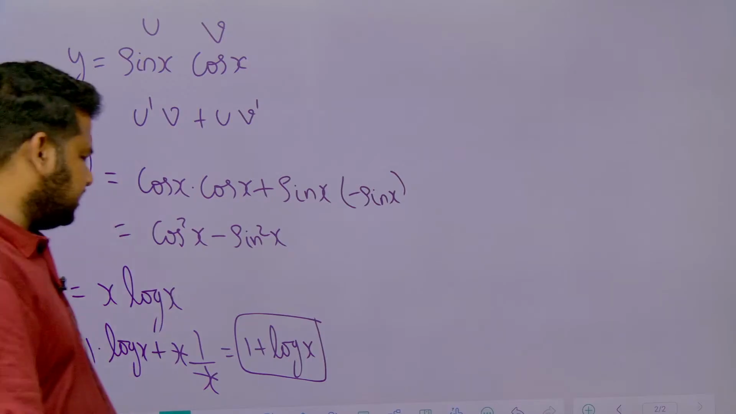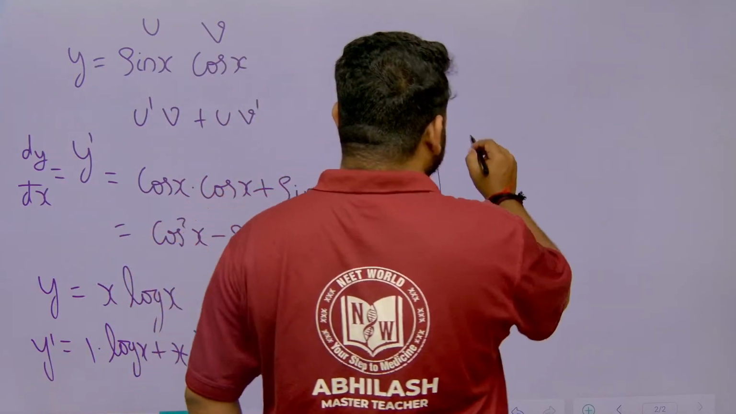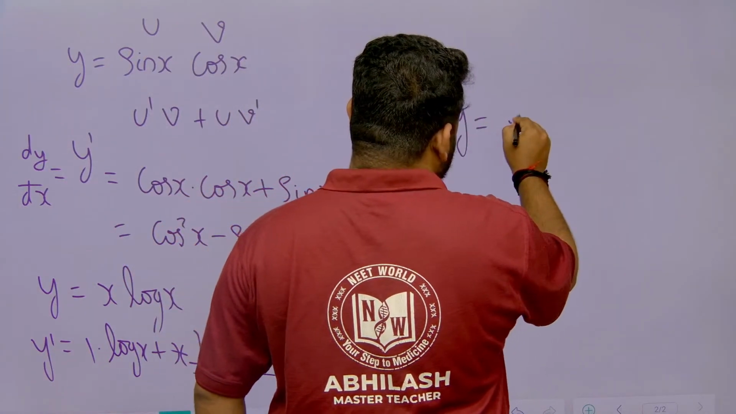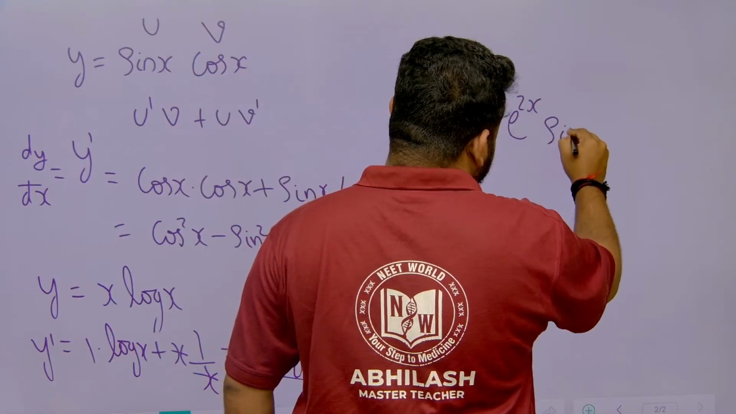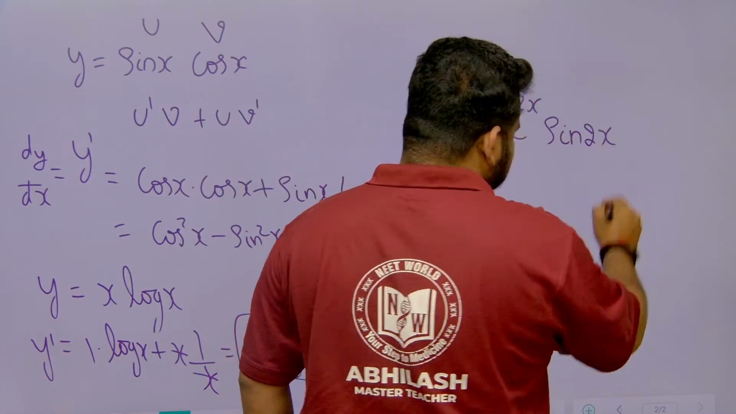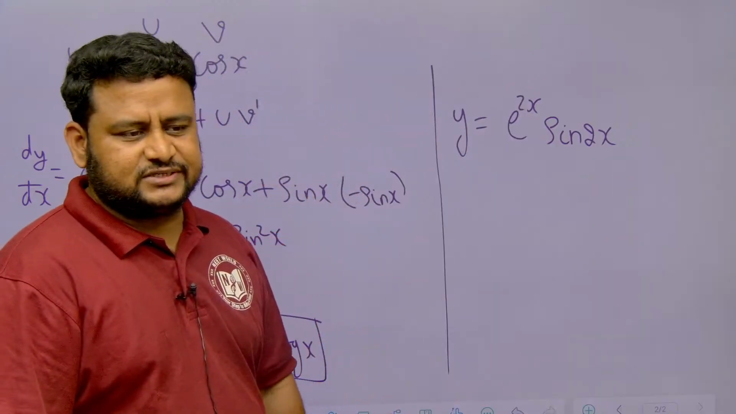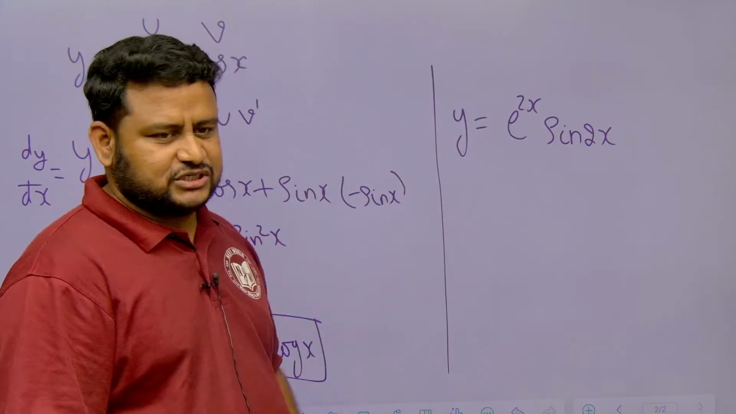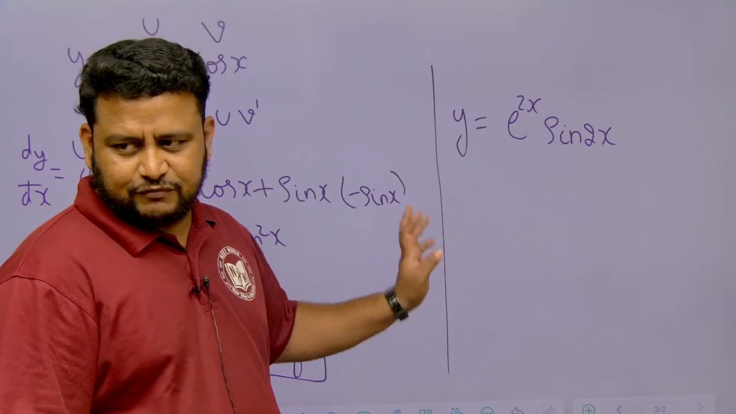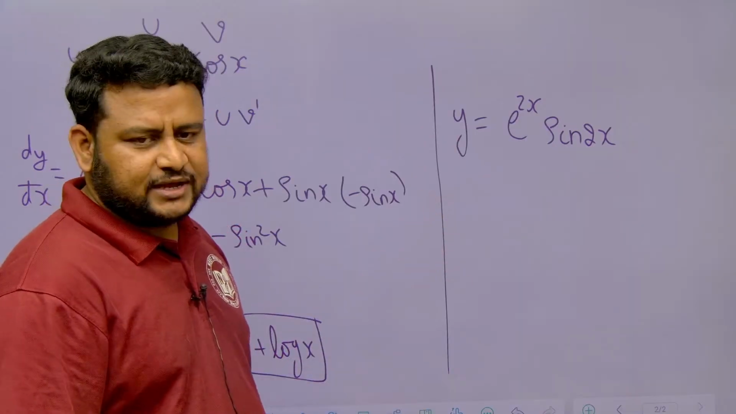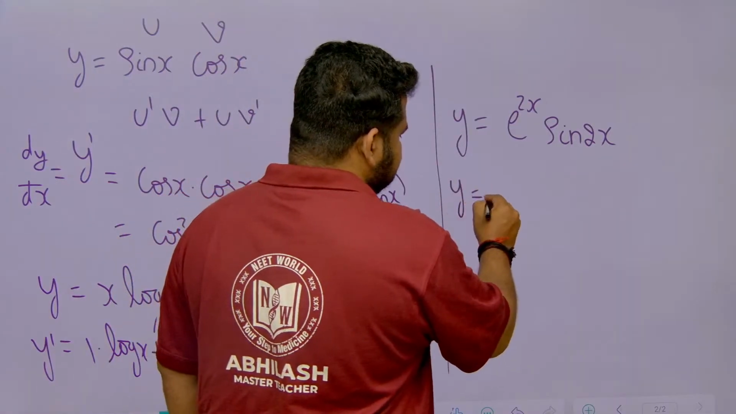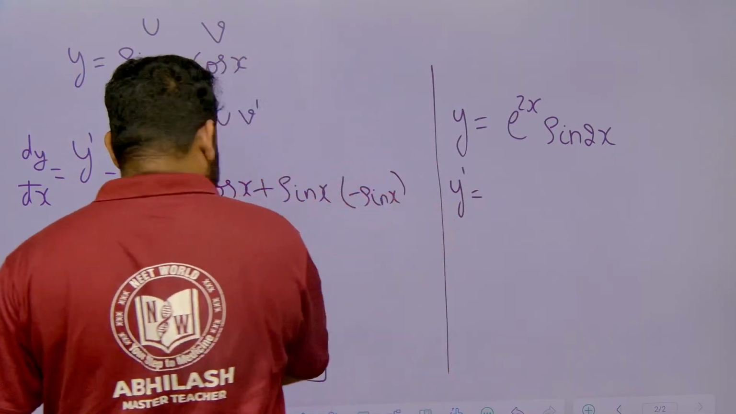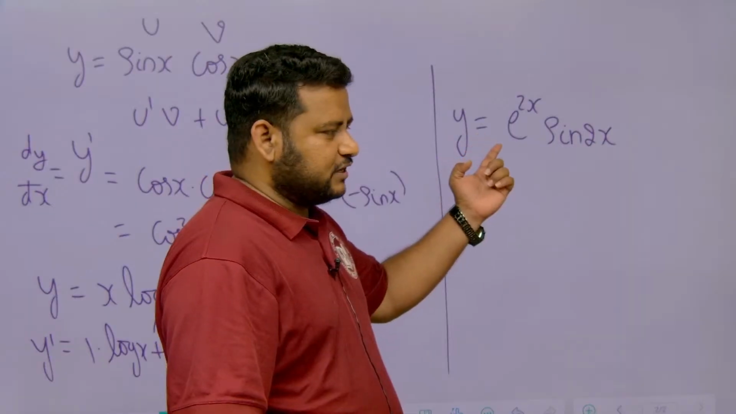Okay, similarly if they give something like this, y is equal to e power 2x into sin 2x is given. Here there are two functions. You have to apply the uv rule again. Anything you can take as u, anything you can take as v, no problem. So the first function I will differentiate. y dash will be, the first function is e power 2x.